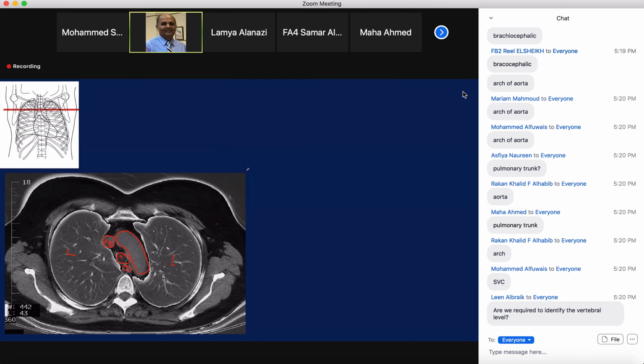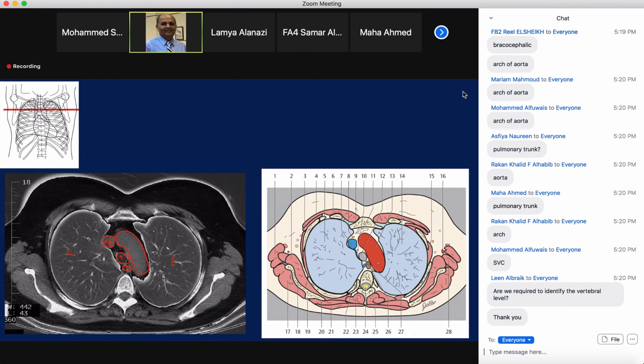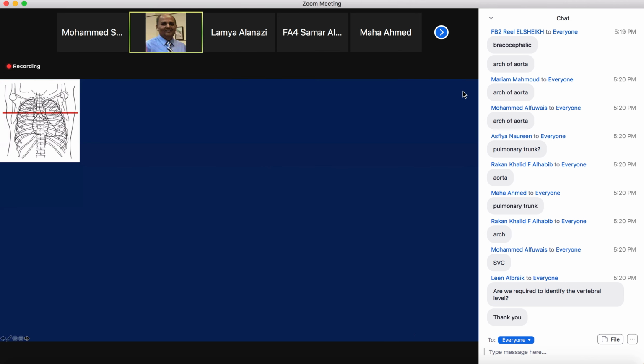Esophagus. Are we required to identify the vertebral levels? Don't kill people. Relax, it's COVID time. So guys, if you are able to identify these things, you are pros. Are we fine? I can see, mashallah, most of you are able to work connected. Okay, let's go a little bit down.